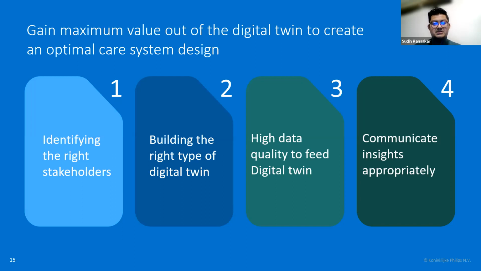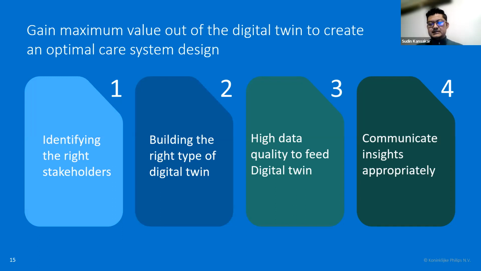The second bullet point, to get the maximum value out of the digital twin to optimize care systems, is building the right type of digital twin. Because as I said, there are a number of types of digital twins, right? And there you can think about, am I optimizing a department? Am I optimizing a hospital? And am I going to use these digital twins to make strategic decisions or tactical or operational decisions?